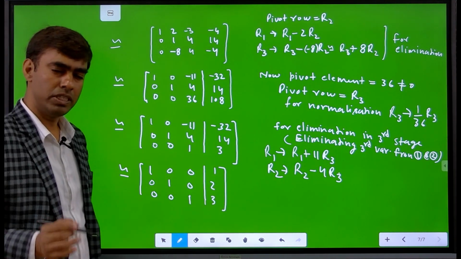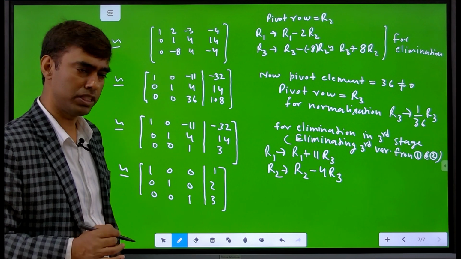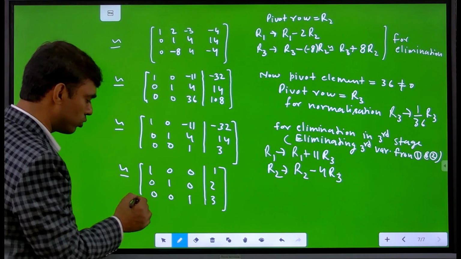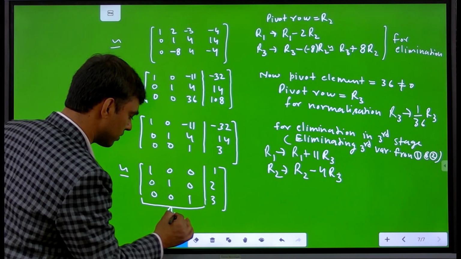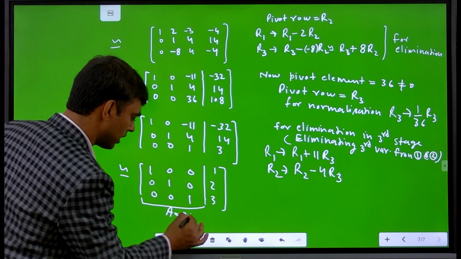Now we stop this process. Why do we stop this process? Because here we are able to convert the matrix A into a diagonal matrix. This becomes a diagonal matrix.